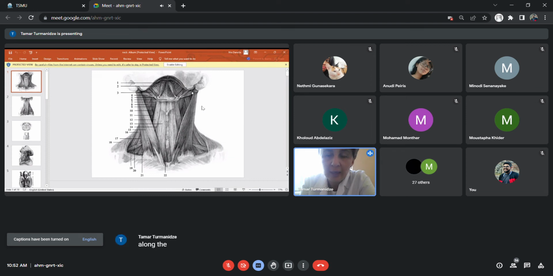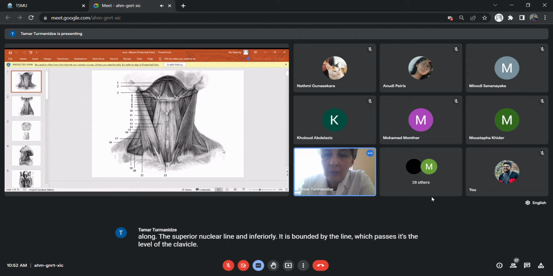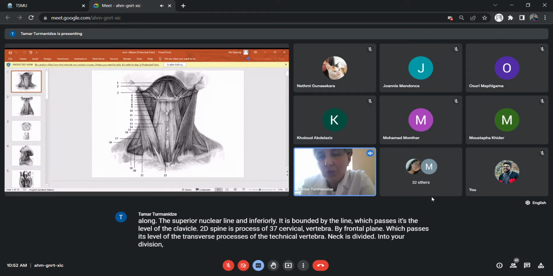Inferior nuchal line, and inferiorly it is bounded by the line which passes at the level of the clavicle to the spinous process of the 7th cervical vertebra. Bifrontal plane, which passes at the level of the transverse processes of the cervical vertebra, divides the neck into anterior division and posterior division.